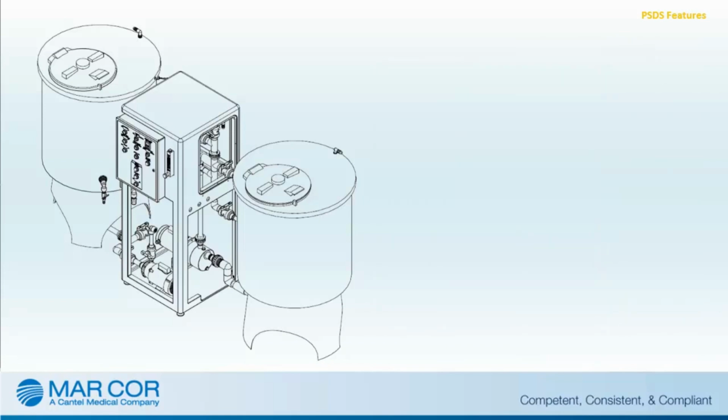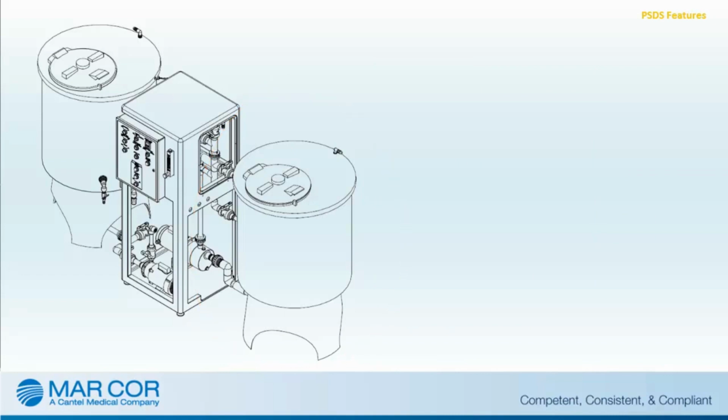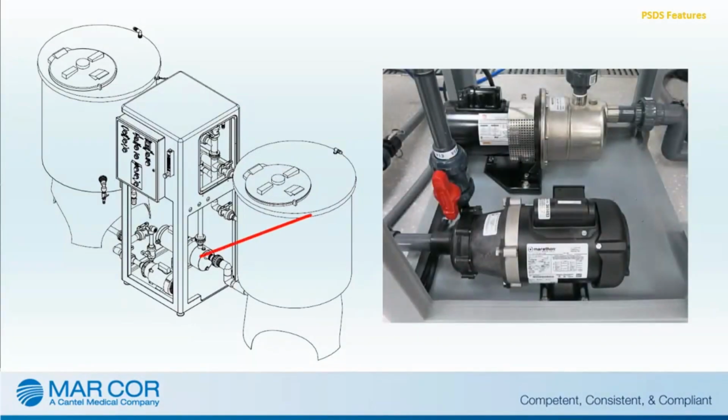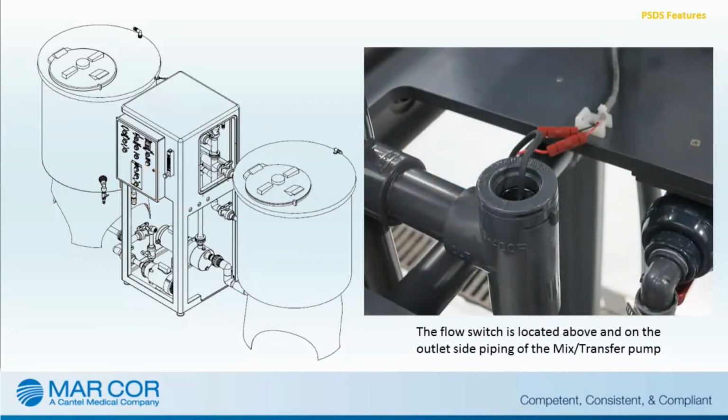The solution distribution system is provided with a 100-gallon mix tank used for mixing the bicarb solution. The mix pump provides recirculation in the mix tank to mix the bicarb powder into solution. This pump also transfers solution from the mix tank to the distribution tank. A flow switch is located on the outside of the mix pump to prevent damage to the pump. The flow switch will automatically turn the mix pump off during insufficient flow conditions.